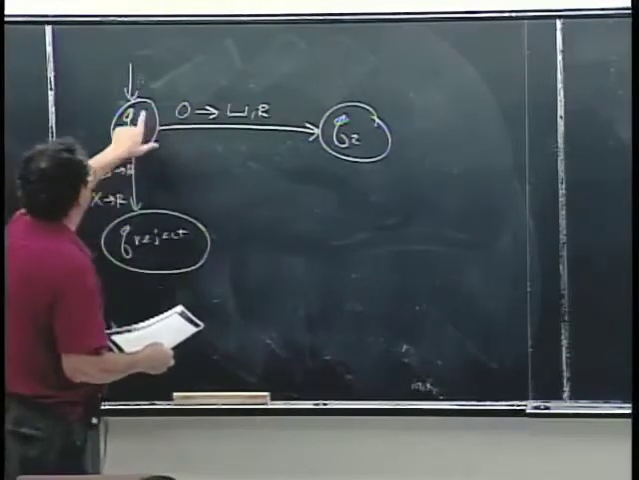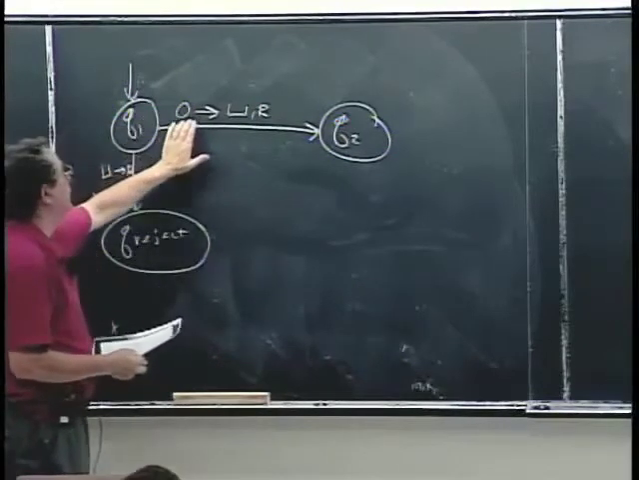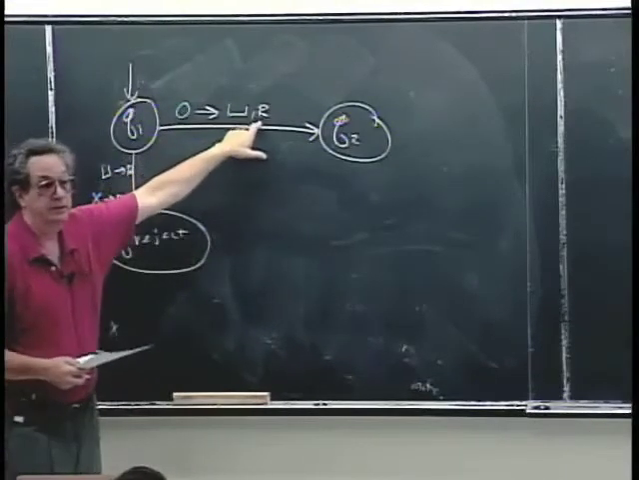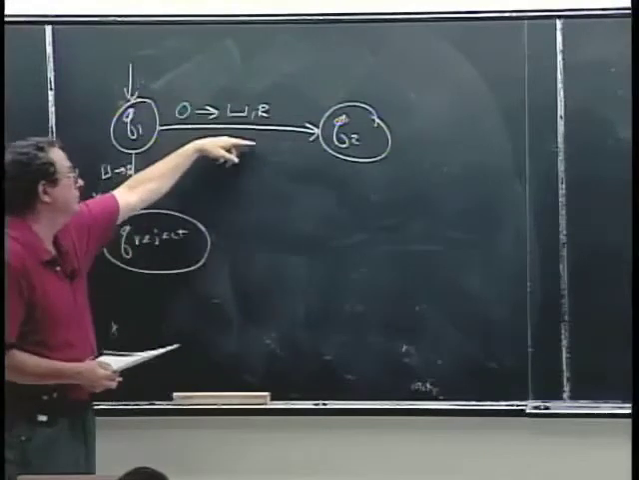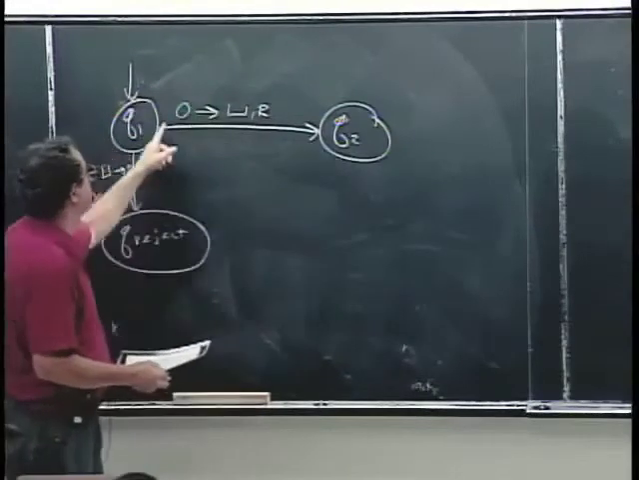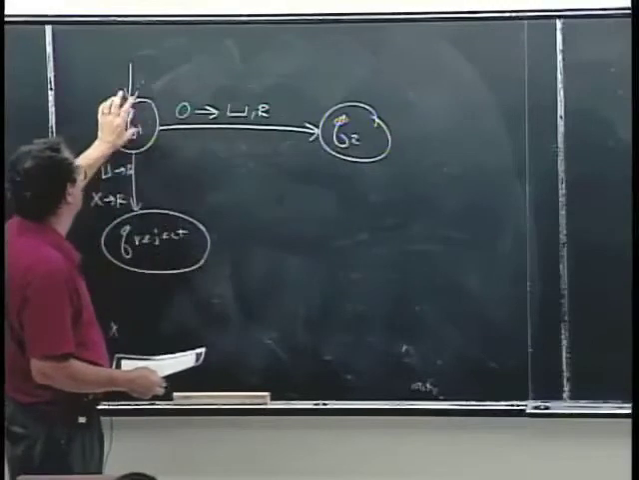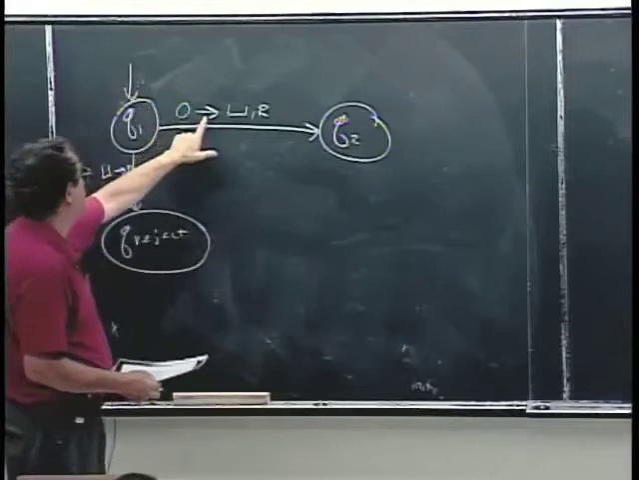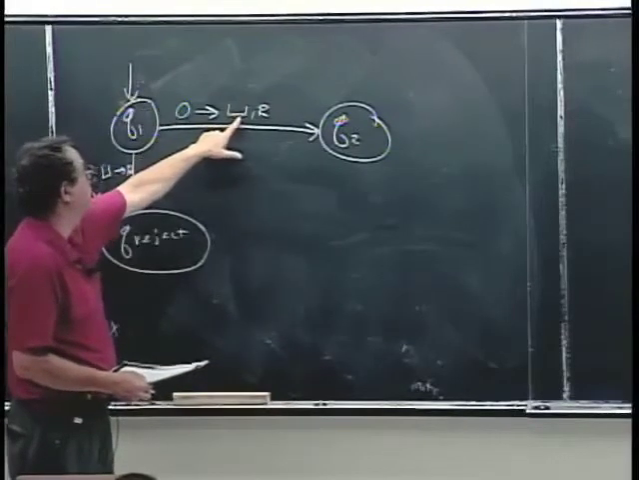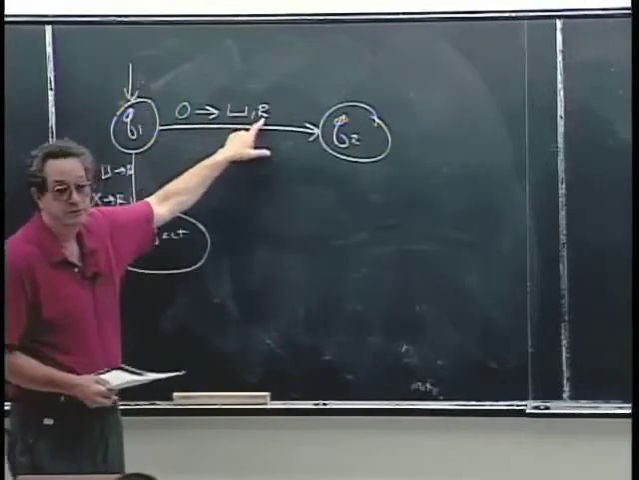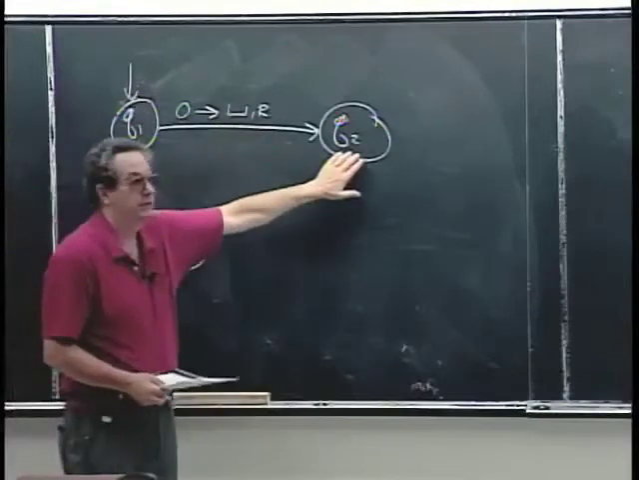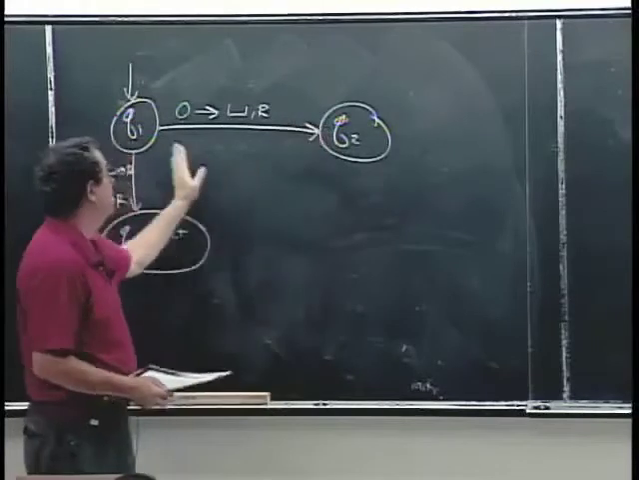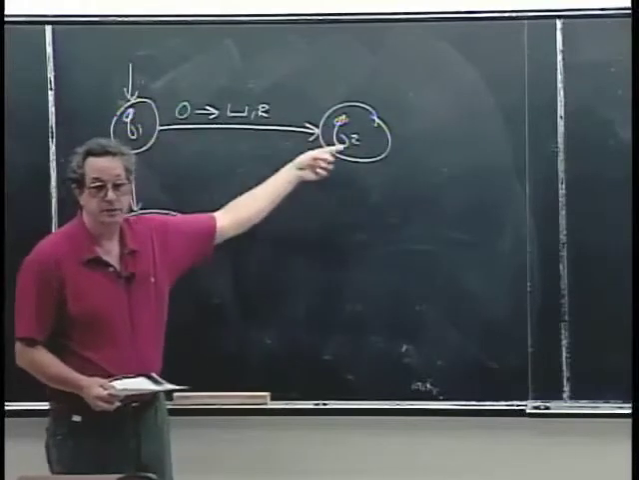So if we're in state Q1 and we see a 0, then we're going to write a blank, and we're going to move to the right. Okay, so this is encoding the transition rule and move to Q2. So this is encoding the transition rule that says state Q1, this is what you see, and then this is what you're going to write, and this is where you're going to move on the tape, and this is the state you move into. So all the components of a transition are represented by this piece here.